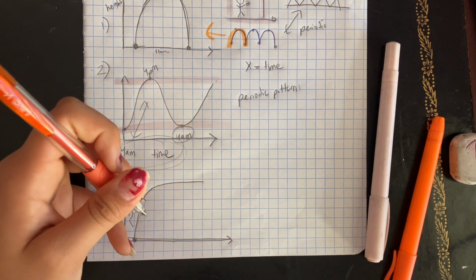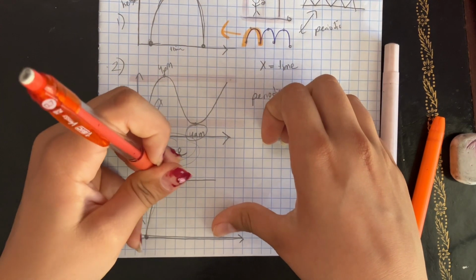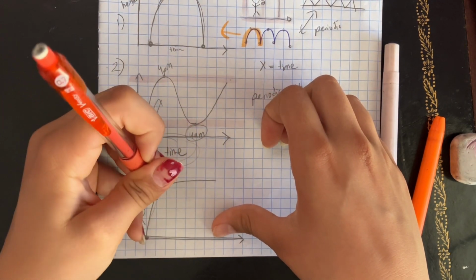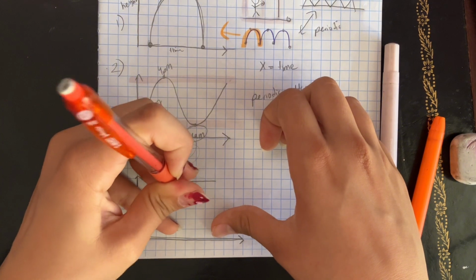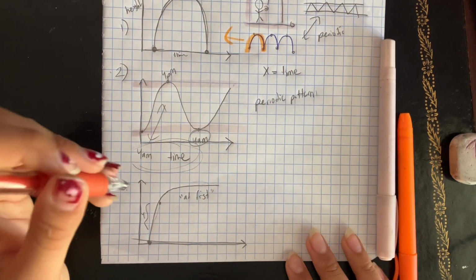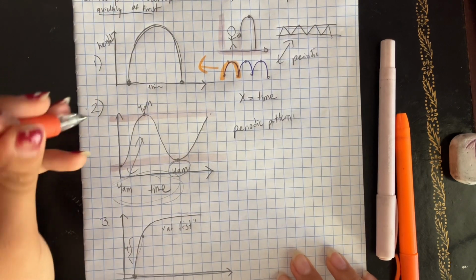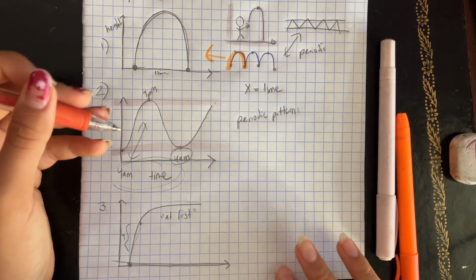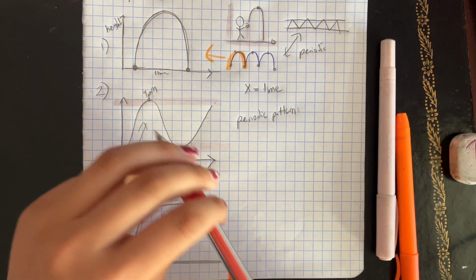And then we slow down because it says at first. Not just quickly, just at first. So it's only at the start where it increases quickly. Now this is not a periodic function. I tricked you. I definitely meant to do that.